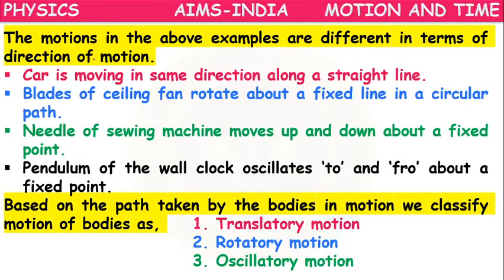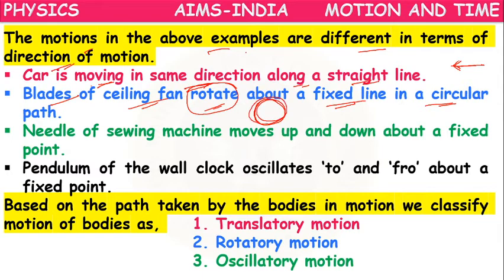Okay. So the motions in the above examples are different in terms of direction of motion. The car is moving in the same direction along a straight line, so in the case of the car, the direction is constant. Whereas the blades of a ceiling fan are rotating around a fixed line in a circular path. They are rotating in a circular path continuously in one direction.